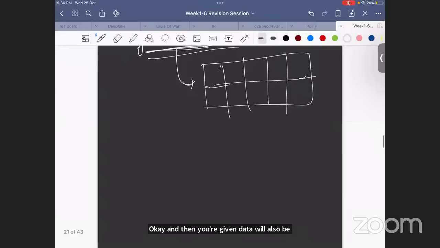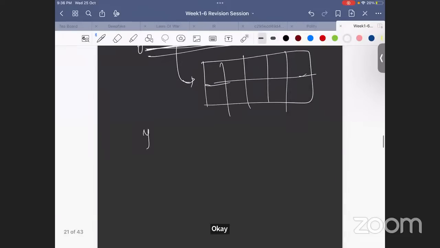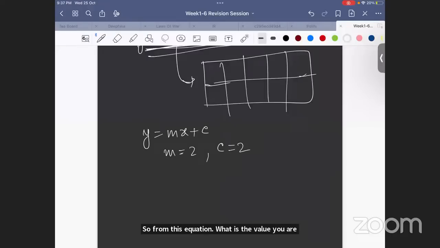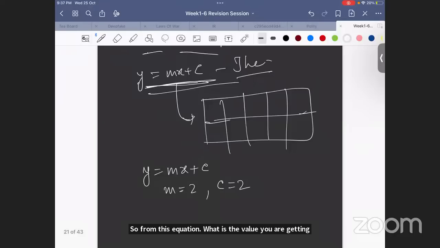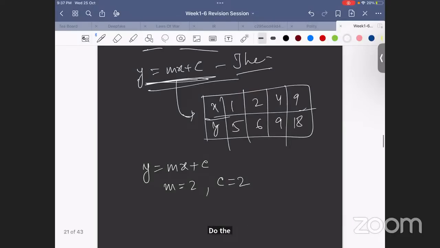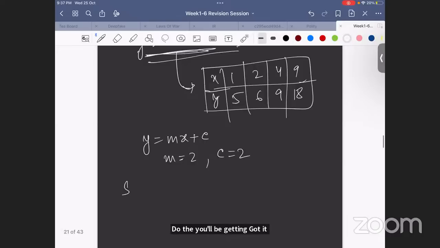Let's, for example, take y equals mx plus c, where m equals 2, c equals 2. And then the given data is like this: x and y, 1, 2, 4, 9, 5, 6, 9, 18. Just calculate the SSE. Can you calculate this?